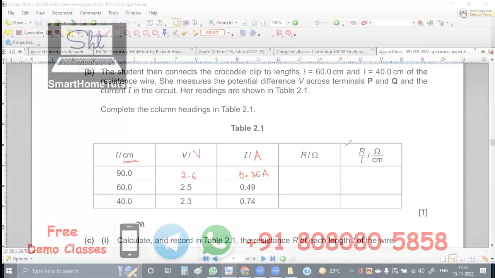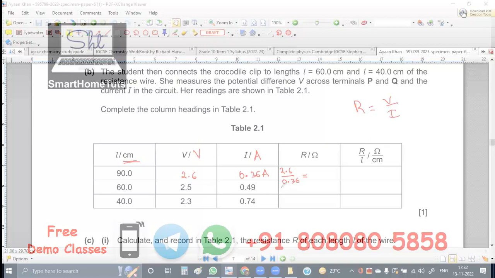We just have to calculate R, that is ohms, and R upon L. Okay. So R, how we are going to calculate? The formula is R is equal to V divided by I. You'll have to use your calculator. V divided by I. So in this case, it is going to become 2.6 divided by 0.36. We'll do all calculations together.